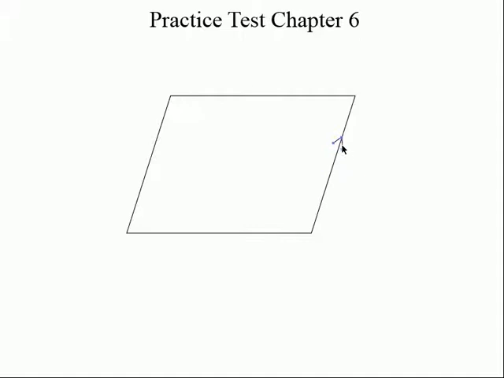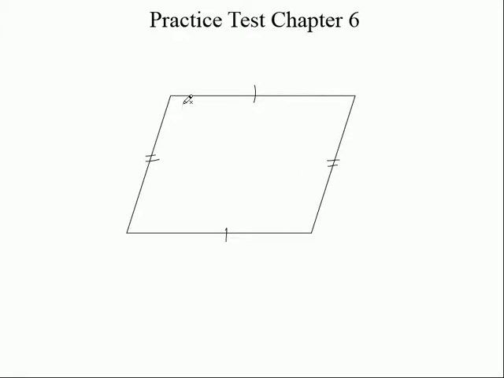Let me just do one more. What else? If I know that those are equal and these are equal, is that enough to say it's a parallelogram? Yeah, if I have both pairs of opposite sides equal to each other, that's enough to say it's a parallelogram.